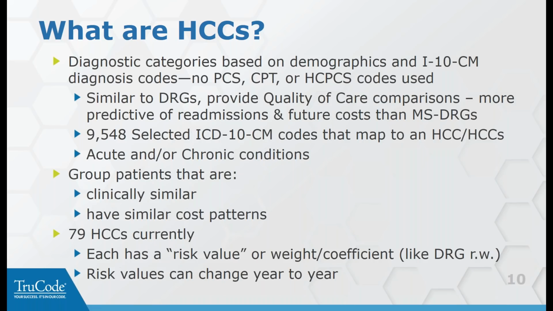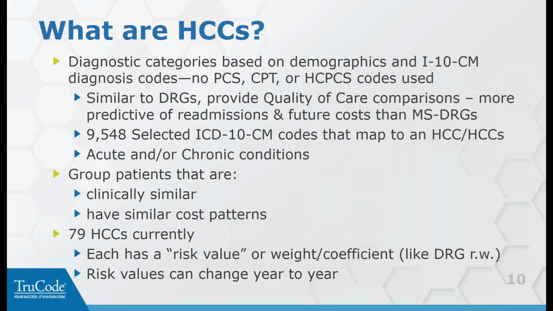There are about 9,500 plus I-10 codes that map to an HCC. In some cases, they might map to more than one HCC, and they include both acute and chronic conditions. Like the DRG system, they are grouping patients that are clinically similar, that have a similar cost pattern, so that they can, again, level the playing field and make sure they're comparing apples to apples. Currently, there are 79 HCCs being used by CMS, and each one of them has a risk value or a weight, very much like the DRG relative weight.